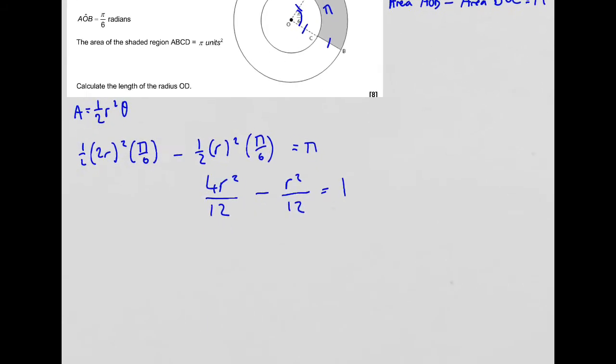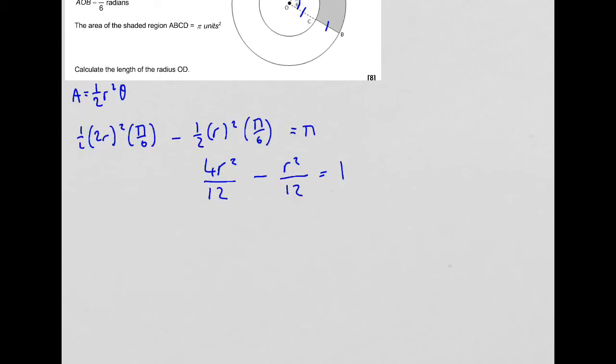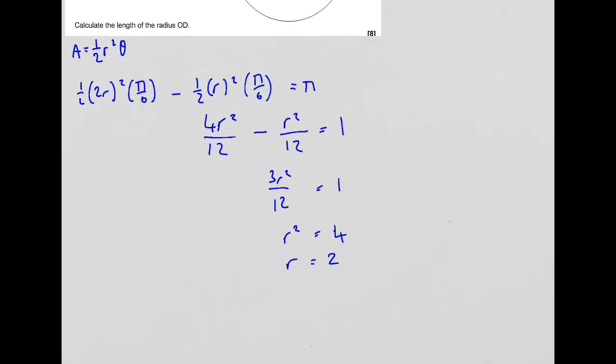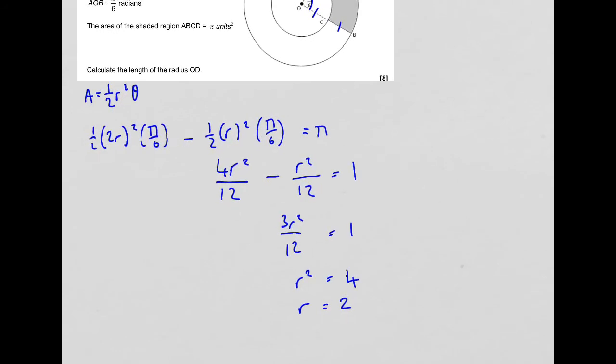So you can now get to a common denominator of 12 and have 4r squared minus r squared is 3r squared over 12 equals 1. And so on, r squared then equals 4. Okay, because the 3 went into 12 4 times, and then we multiplied both sides by 4. So r then equals positive 2. Must be positive, remember, because it's a distance. And the original question was calculate the length of radius OD. So OD is the small radius, so we can leave it as r equals 2.